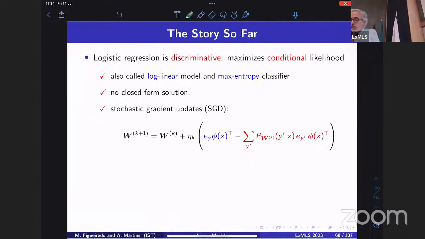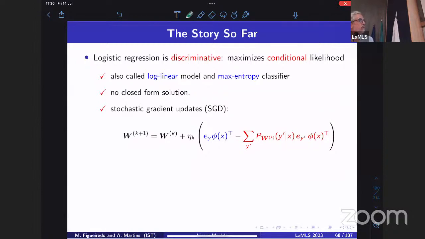So what we have seen so far is logistic regression. It's a discriminative technique. What we mean by discriminative technique is a technique that does not attempt to model the distribution of X. It only attempts to model the distribution of Y given X. So how to discriminate different Ys for a given X. It maximizes the conditional likelihood, not the total likelihood. It goes by different names also, as I mentioned before. It has no closed form solution.